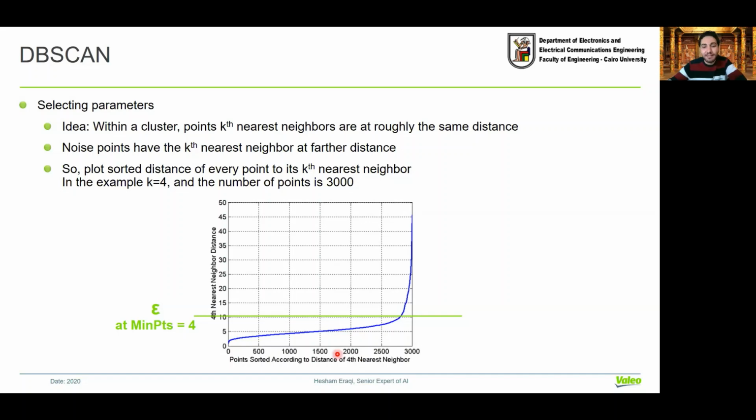Okay. So you will find that there is a value that all the data points tend to agree on, which is around 5 in this example, except for the outlier or the noise points, which tend to have a much higher distance to their fourth nearest neighbor. And using this, you can decide to set your epsilon to be something between that settled value of 5 and that moment where some exponential growth is happening. So an epsilon around 10 is a reasonable choice in our case. Okay.